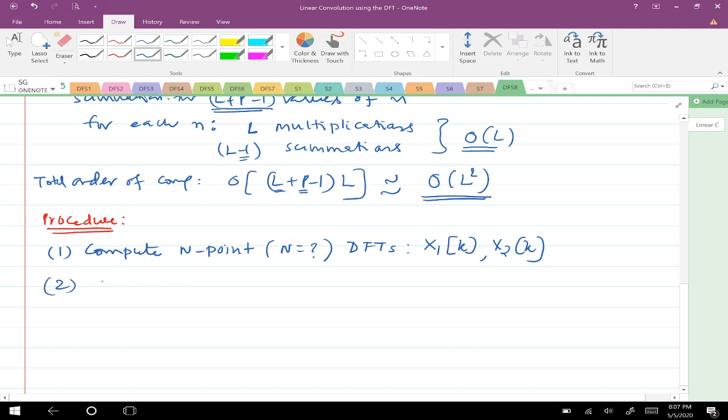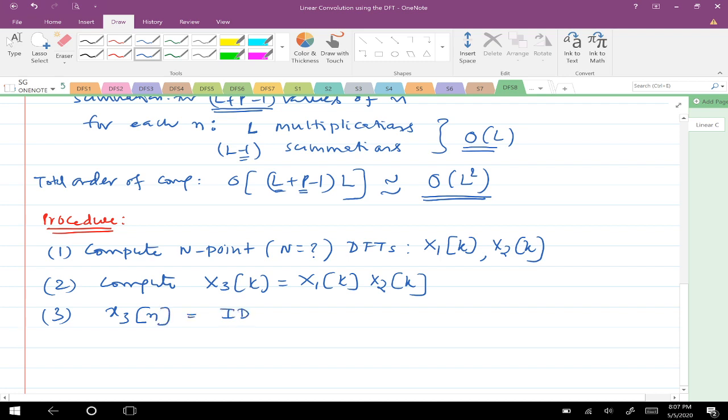Then as a second step, you compute x3 of k, which is simply a multiplication of x1 of k with x2 of k. And as a third step, I'd like to compute x3 of n, which is the inverse DFT. I'm using IDFT, otherwise you could keep the DFT inverse symbol there, of x3 of k. That's how I would do that.